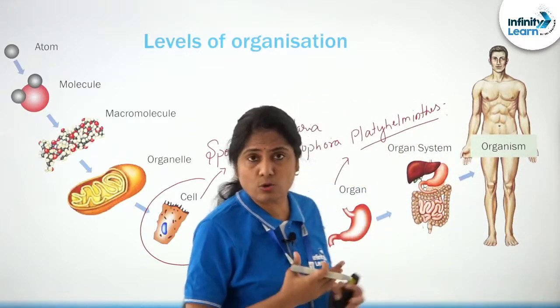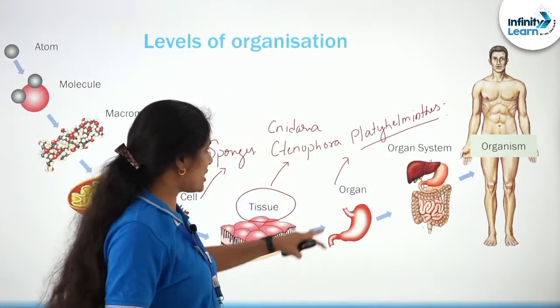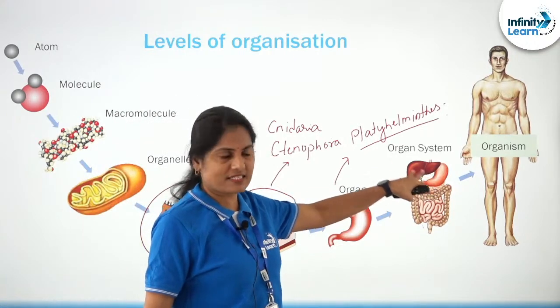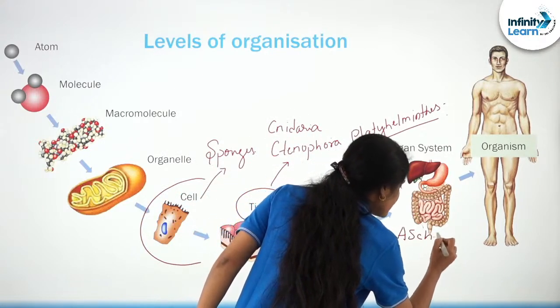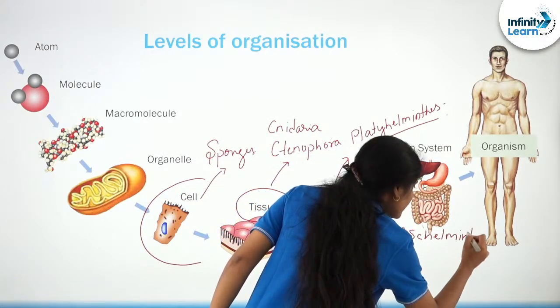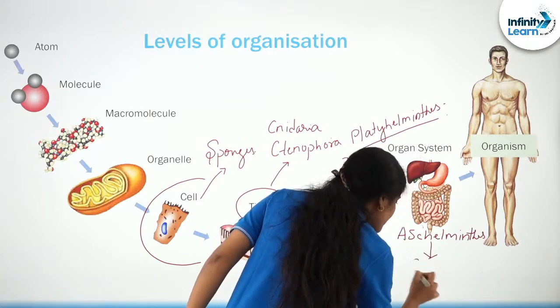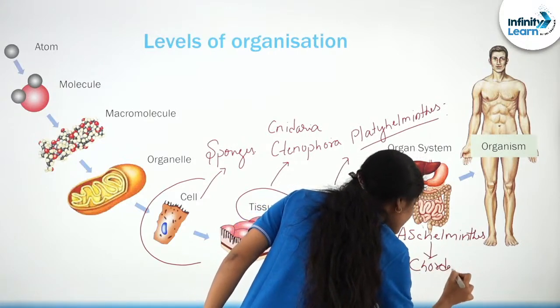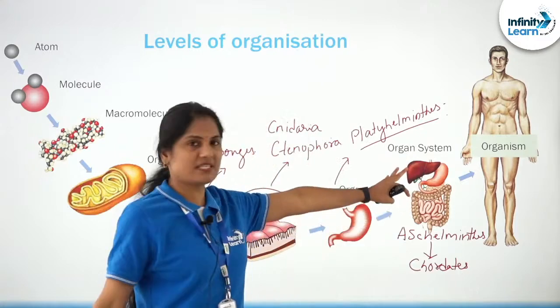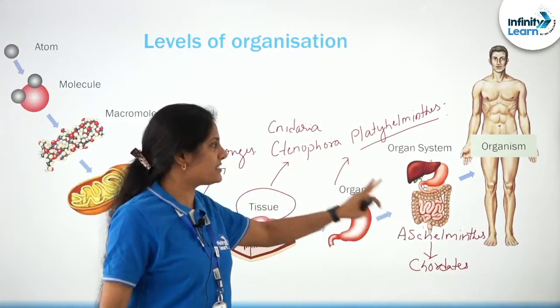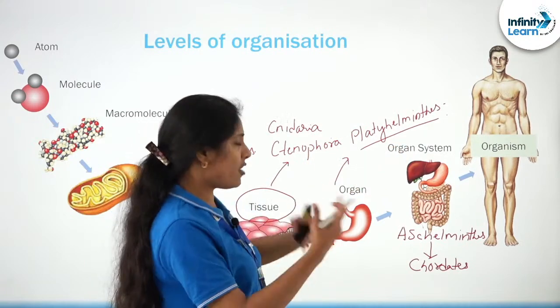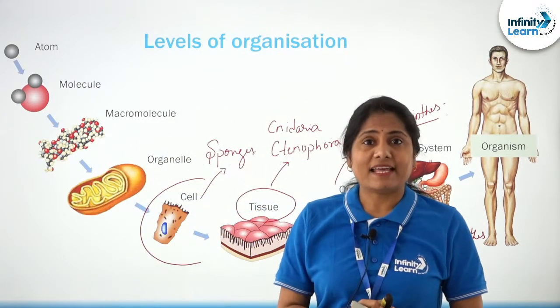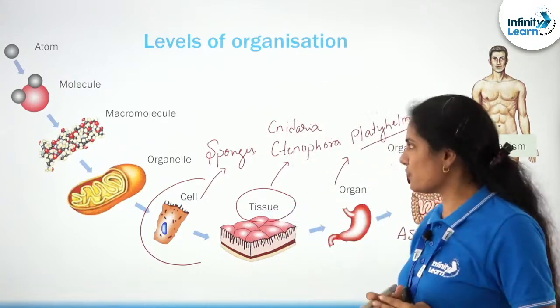Organs together are coordinating very, very well with each other to form what? Organ system. And that's where we start from Aschelminthes till the most complex chordates. So all the organisms exhibit the organ system level of organization. You can see the man's picture there, which forms finally an organism. So what are our levels of organization?